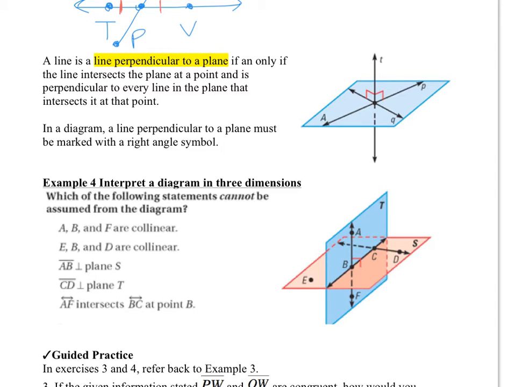So we know a line is perpendicular to a plane if and only if the line intersects the plane at a point and is perpendicular to every line in the plane that intersects at that point. So what that's stating is that I could draw all of these lines through this point in the plane, and line T would be perpendicular to all of them. So if I called this R and that S, T would still be perpendicular to each line that I draw through that point. It's still in the plane. Okay? It must be marked with the right angle symbol.